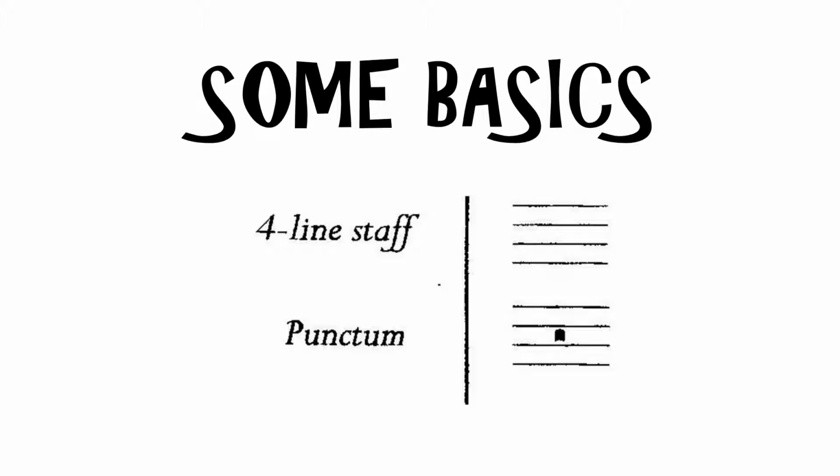Chant is written on a 4-line staff as opposed to modern notation, which is written on a 5-line staff. Every note is called a punctum. Punctum.